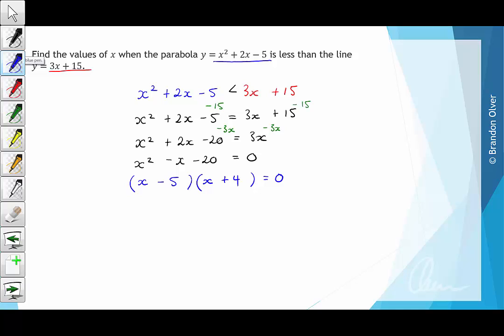So we use the null factor law next, which says that x minus 5 could equal 0, or we could have x plus 4 equal to 0. So if I add 5 to both sides, we get x is equal to 5. And for the second part, if I subtract 4 from both sides, I get x is equal to negative 4.